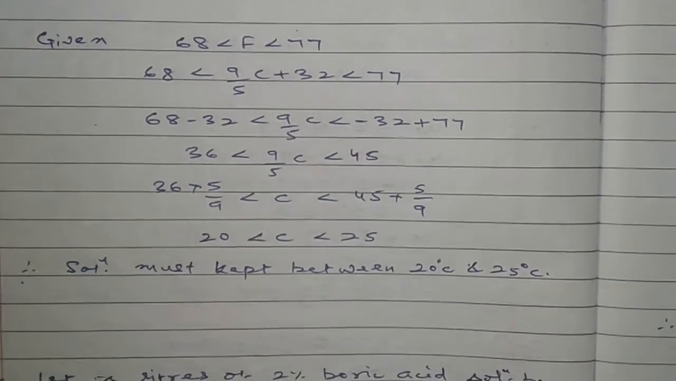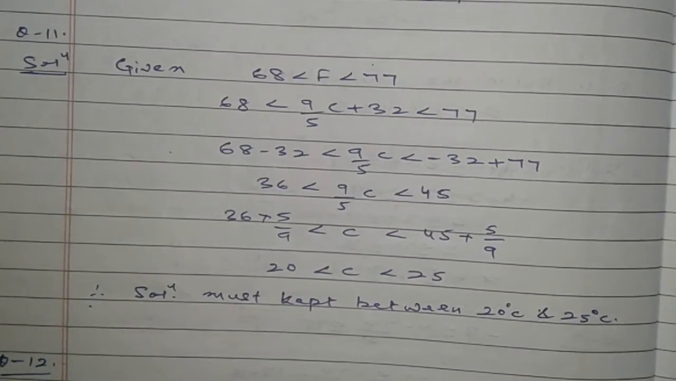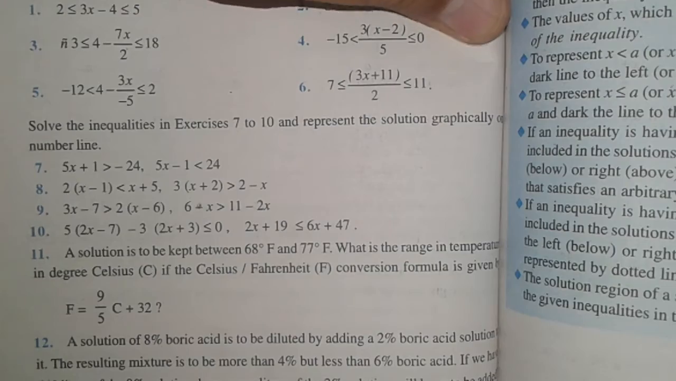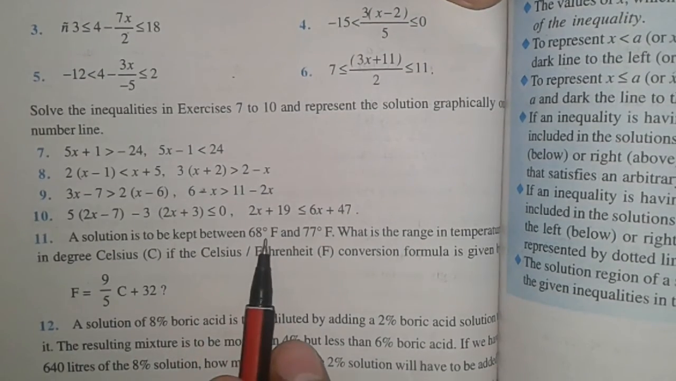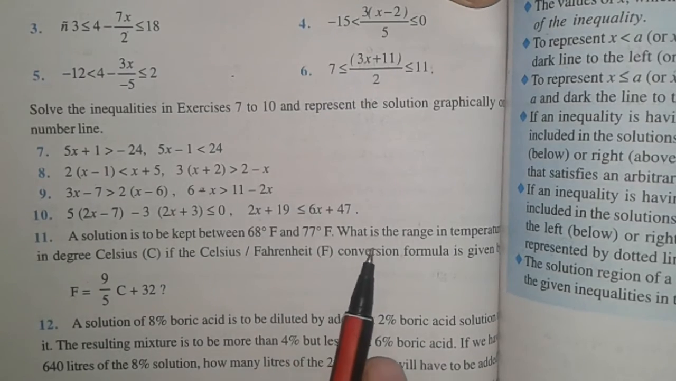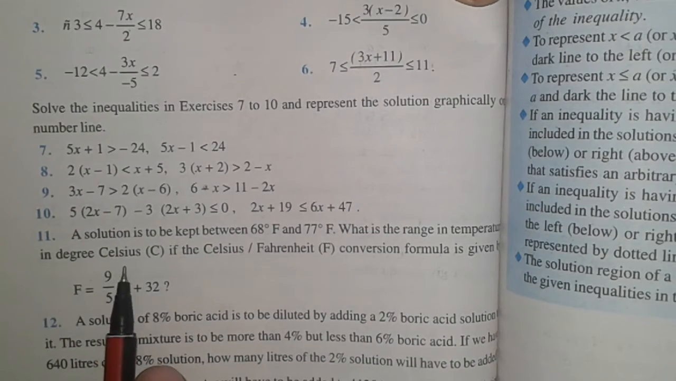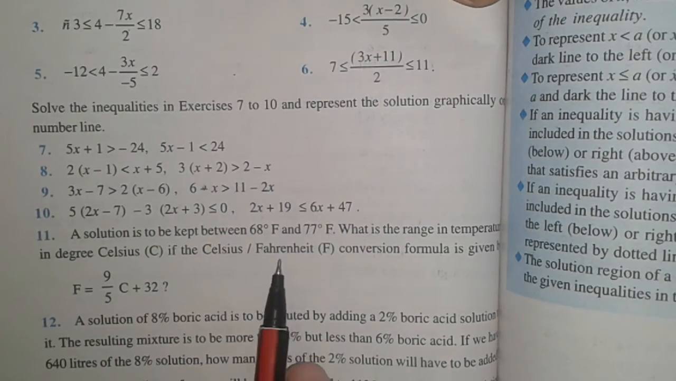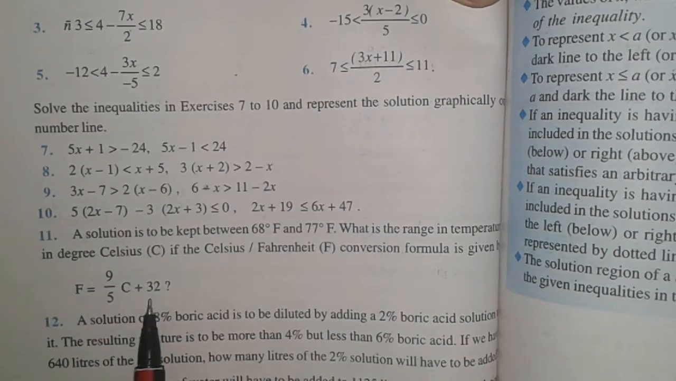Now the question number 11 is, a solution is kept between 68 degree Fahrenheit and 77 degree Fahrenheit. What is the range in temperature in degrees Celsius if the Celsius and Fahrenheit are related by this relation?